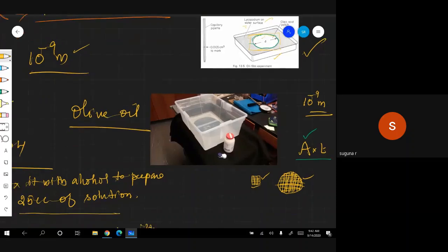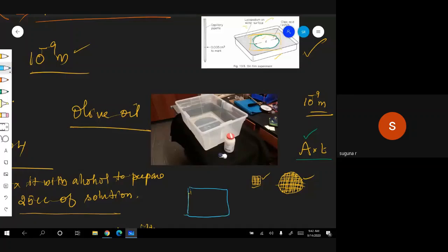Therefore, you can say that in that butter sheet, if this is the butter sheet, there you will be getting one layer, some distorted layer, whatever. That is nothing but the layer of oleic acid. Then I have to find out the area of it.